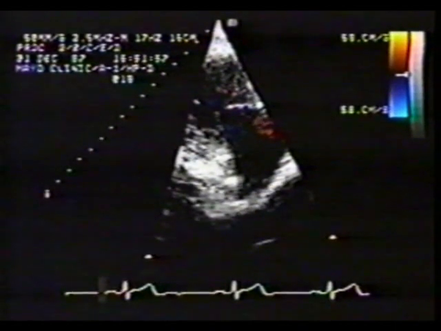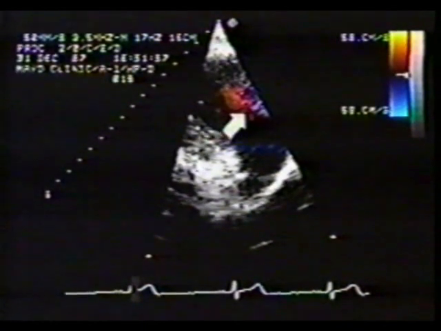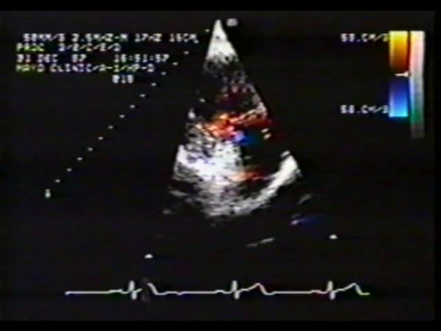During diastasis, the tricuspid leaflets have moved toward the closed position. Now, with atrial systole, the leaflets have opened again, and there is more flow from right atrium to right ventricle. With ventricular systole, the tricuspid leaflets have closed.